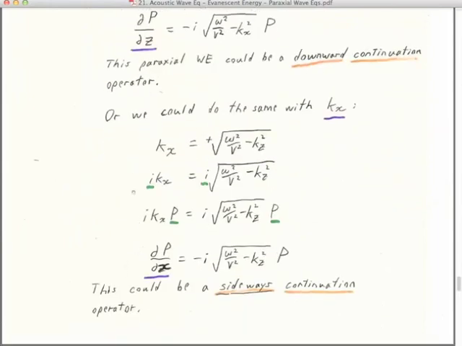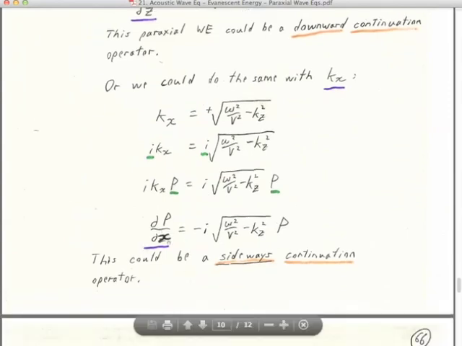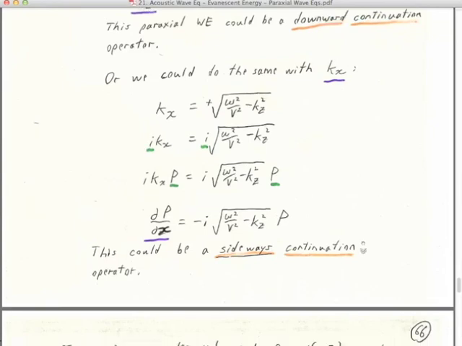We could do the same with kx. Let's say we wanted sideways continuation. We solve the dispersion relationship for kx, and let's say we'll pick the positive side. It's equal to the square root of the quantity omega squared over v squared minus kz squared. Multiply both sides by i, multiply both sides by the wave field p. Very tricky, isn't this? And I wrote it wrong in the original notes. What we have is dp dx, for sideways continuation, is equal to minus i times the square root of the quantity omega squared over v squared minus kz squared times p.